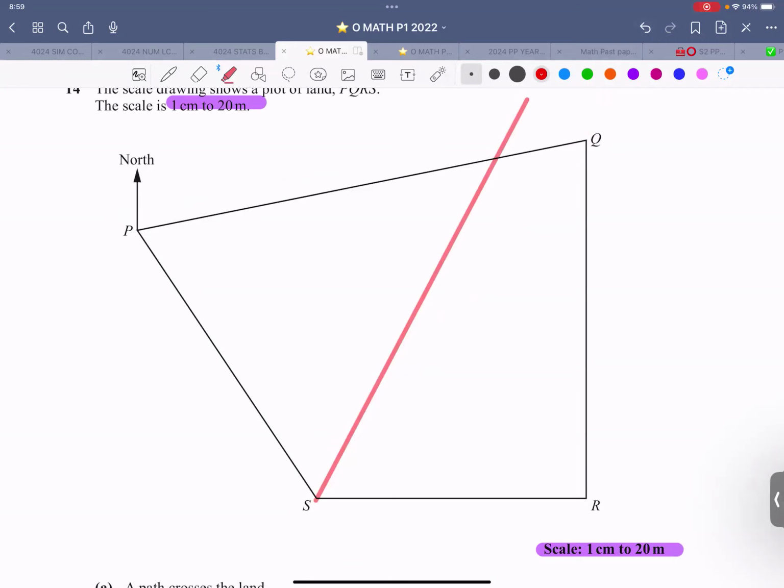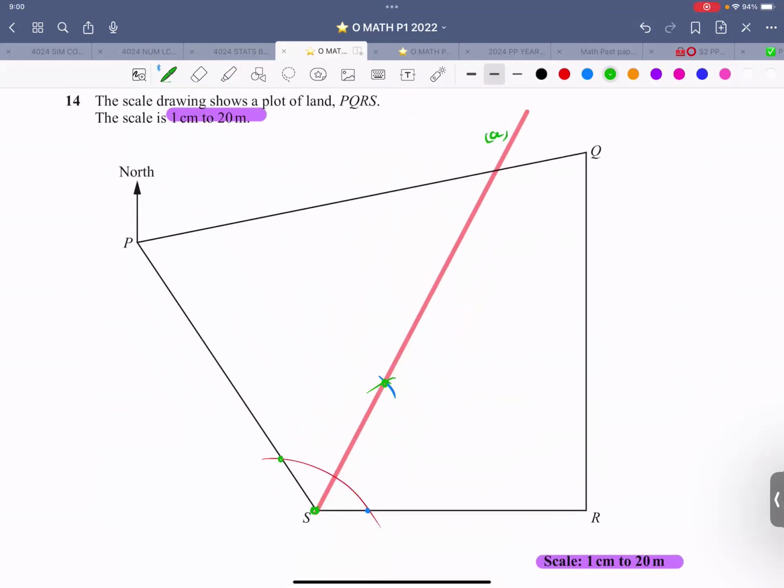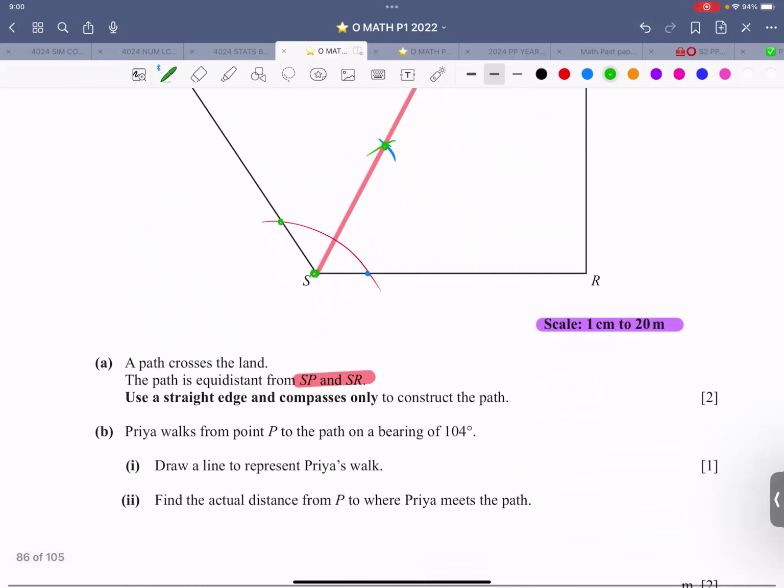Okay. So basically the idea is we draw a line, a curve like this. We put our compass over here. We draw an arc. With the same opening, we put the compass over here, draw the arc, join this point with S, draw the line. So this is the construction. This is for part A. Do not erase the construction arcs.